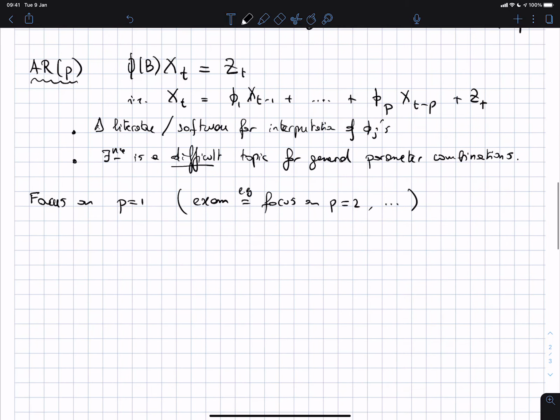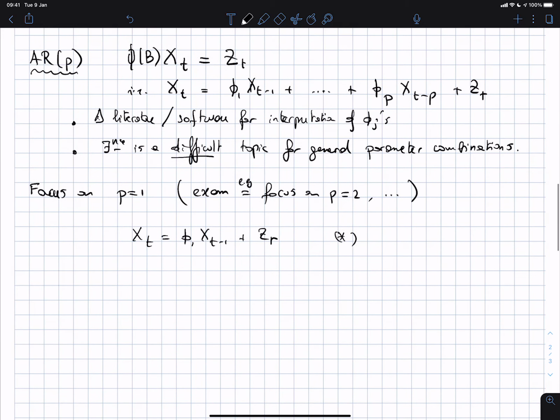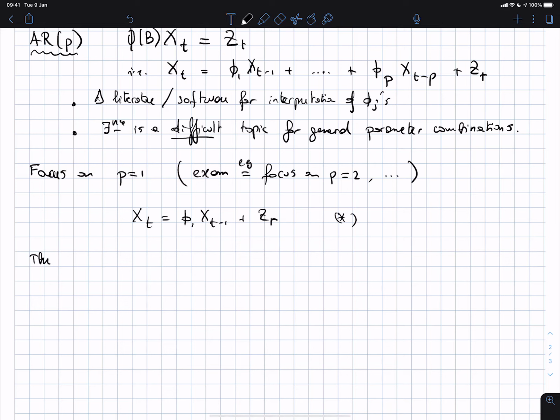Okay, so in the case p equals 1, what are we left with? Well, we're left with the equation xt is phi 1 xt minus 1 plus zt. I call this equation star, and there are 3 cases. Case 1 is when phi 1 is in absolute value less than 1. Case 2 is when phi 1 is equal to 1. And case 3 is when phi 1 is strictly larger than 1.